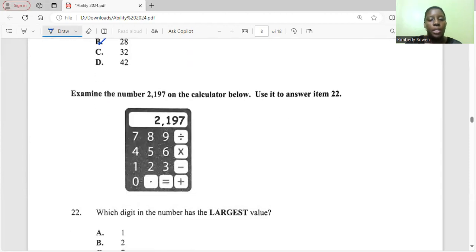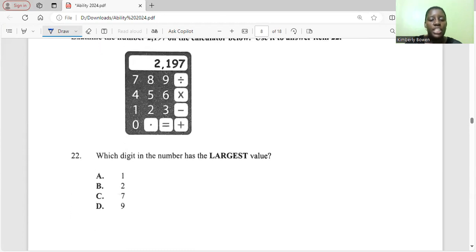Examine the number 2,197 on the calculator below. Use it to answer item 22. Which digit in the number has the largest value? The one that has the largest value is the one that's in the thousands place. I'm just doing this so you can see it. This is the tens, the first digit is 1,000, and then this is the ones. So the 2 is the correct answer.